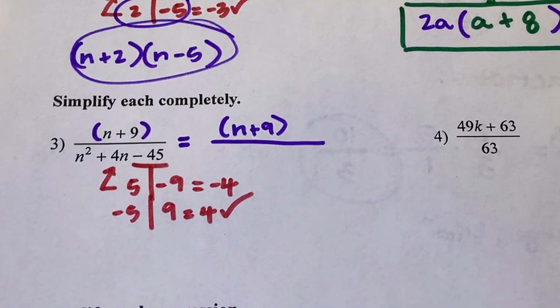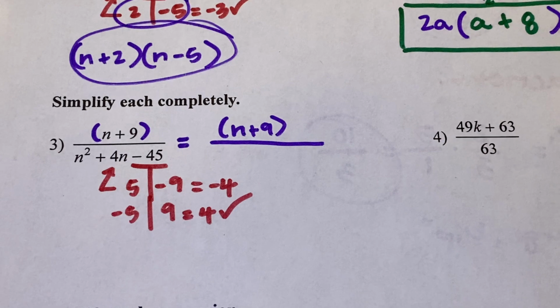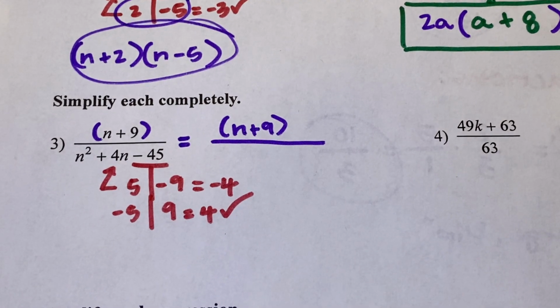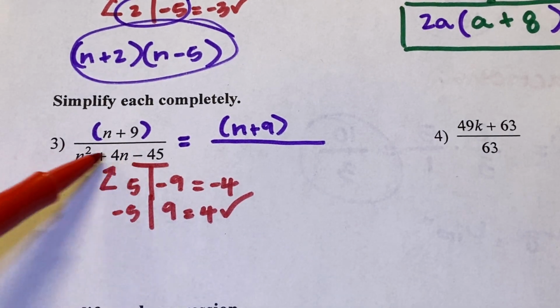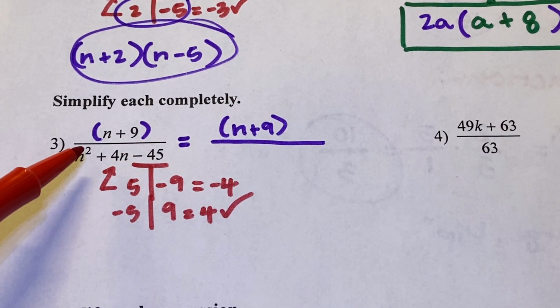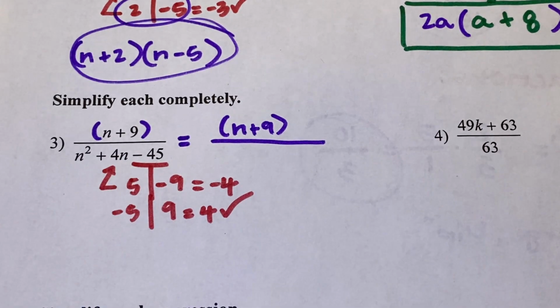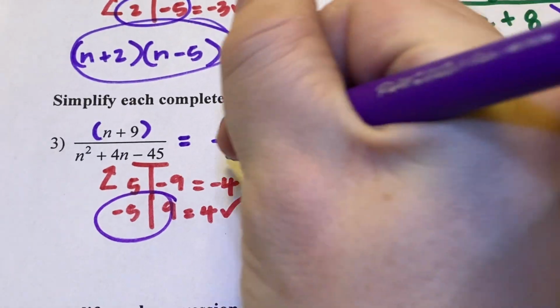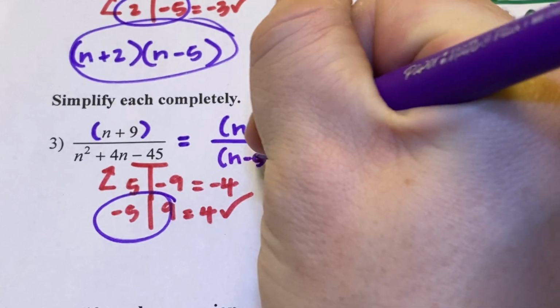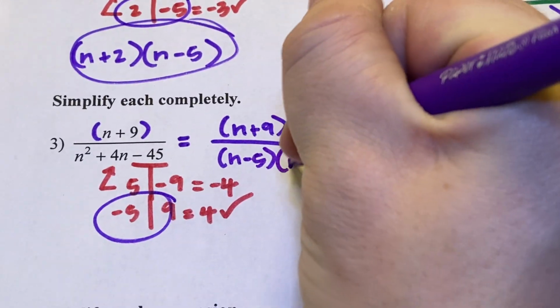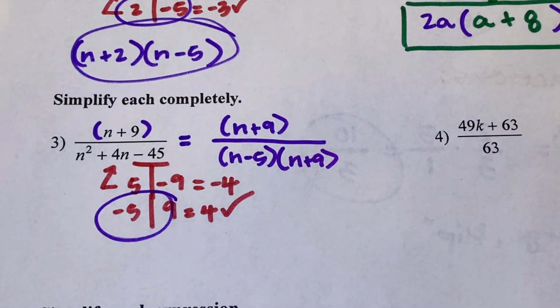How does that work? Remember when we practiced FOIL and the box method? When we multiplied things out, this is what we got. Now we're going backwards. Think of it like tying your shoe was FOIL, untying your shoe was factoring. It's the number game: what multiplies to that and adds to that. So we found the two factors: n minus 5 and n plus 9.